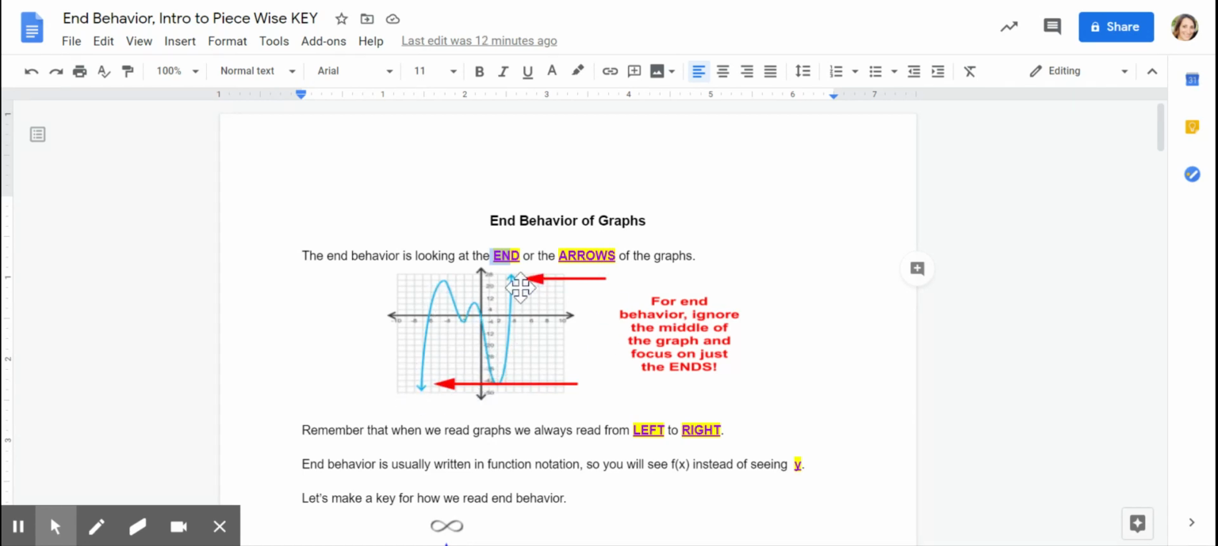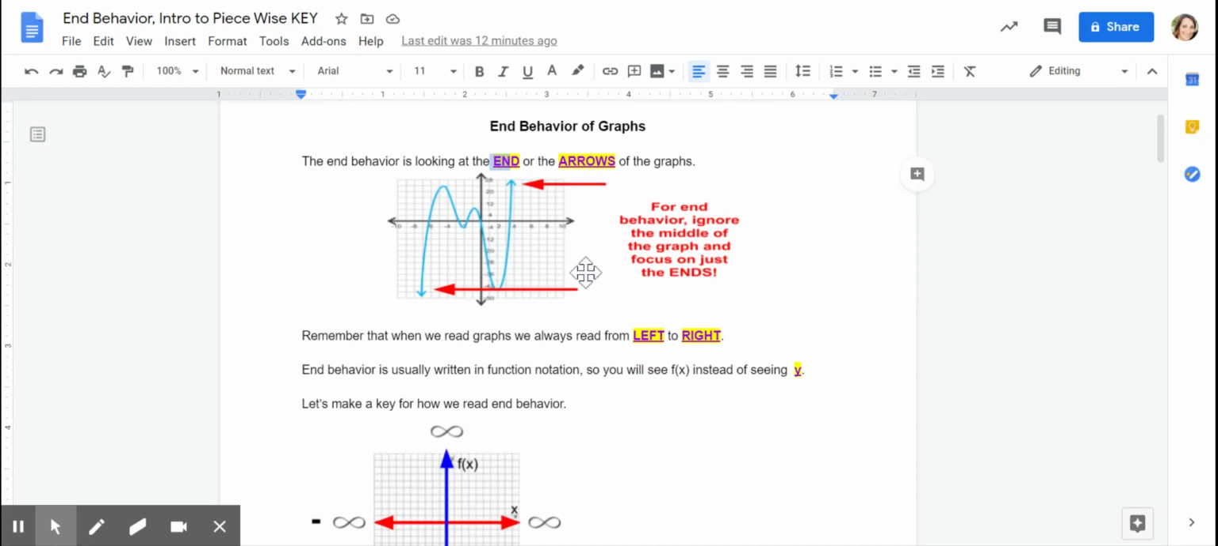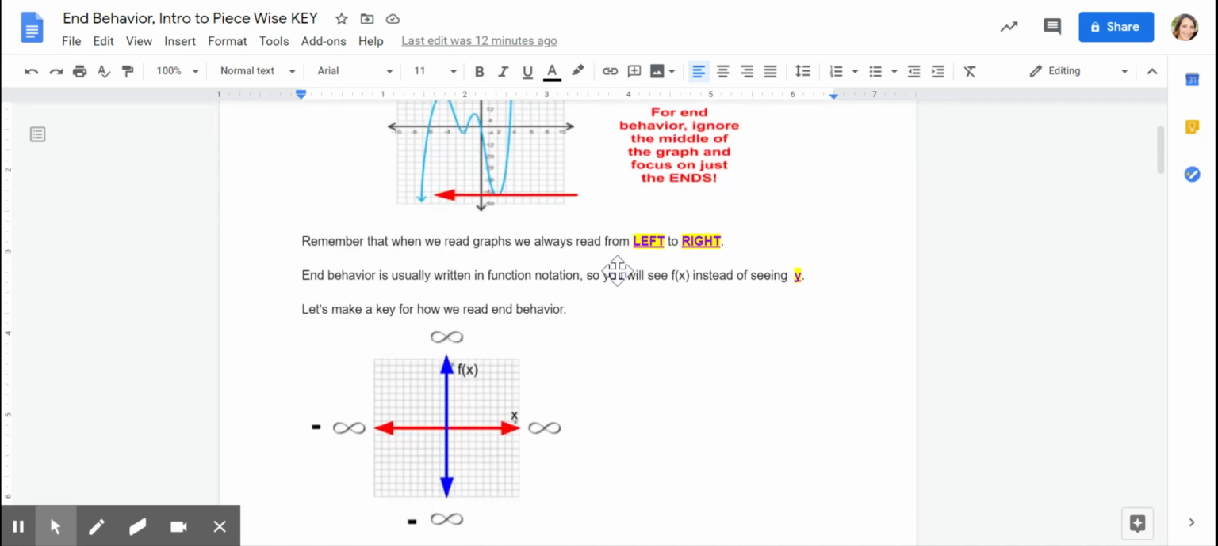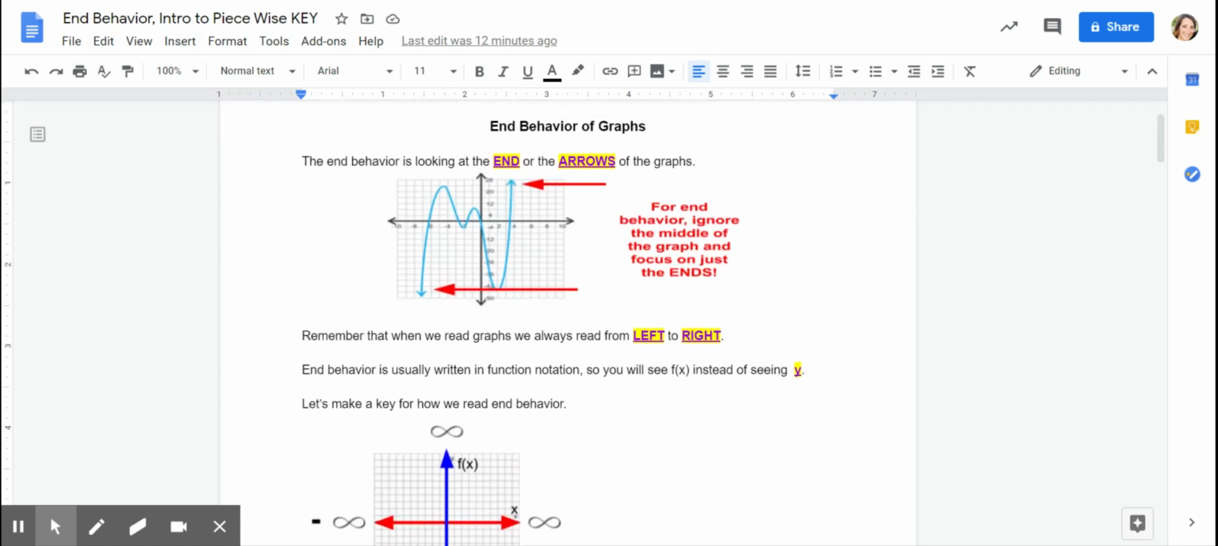This is actually a polynomial function that we'll study later on this year. It is really, really important that whenever you see a graph, just like when you read words, you want to read graphs from left to right. So move from the left side to the right side. End behavior is usually written in function notation, so don't be alarmed if you see f of x instead of the normal y equals that you guys are so used to.